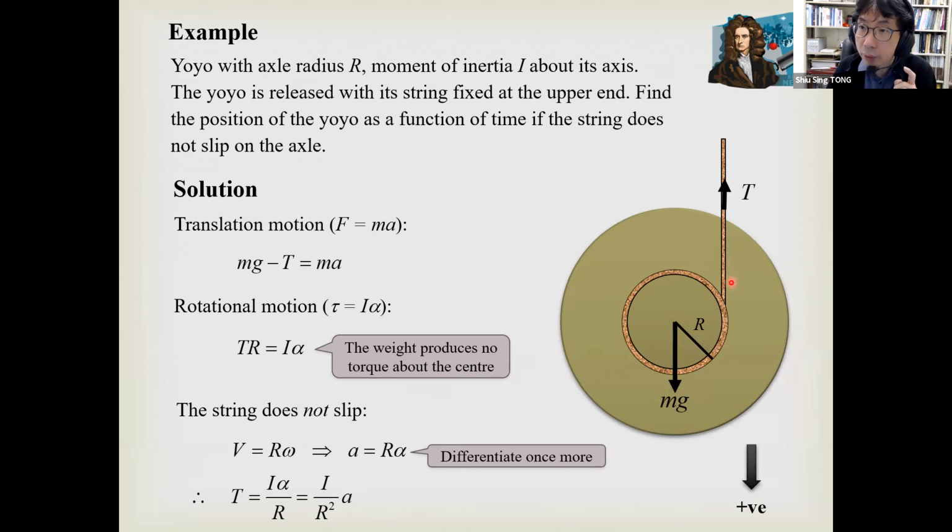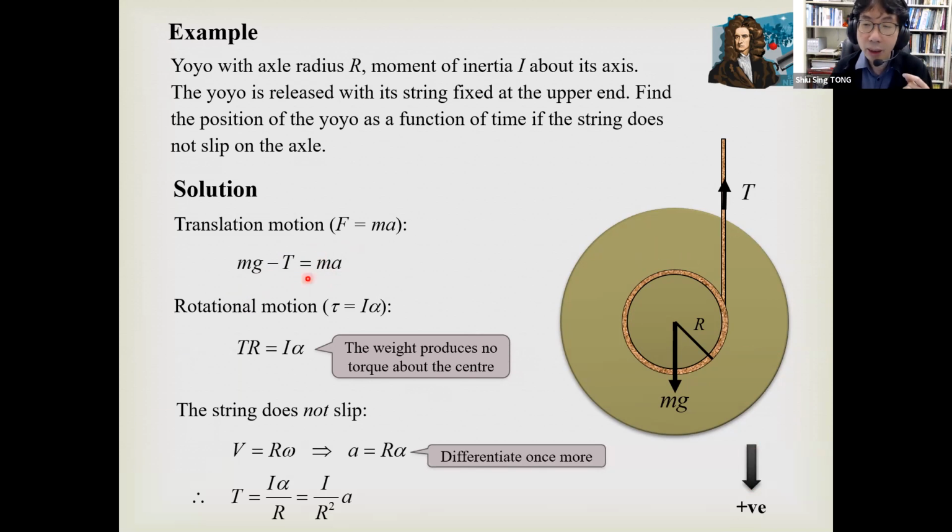Now the forces are simple. We have a downward force of gravity, mg. We have an upward force due to the tension. Although the two forces do not act on the same point, we can still apply Newton's second law to the center of mass. So if we take the downward direction as positive, then mg minus T is equal to the net force. The net force is equal to the mass of the yo-yo, small m, multiplied by the linear acceleration a of the center of mass.